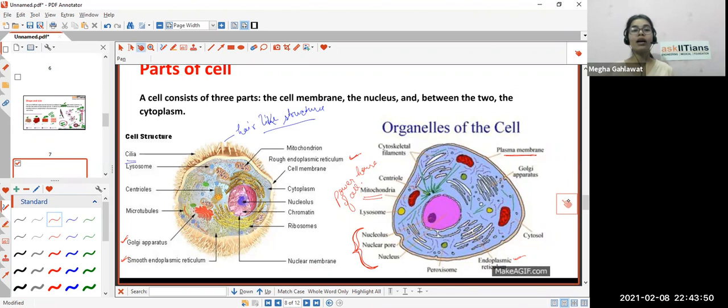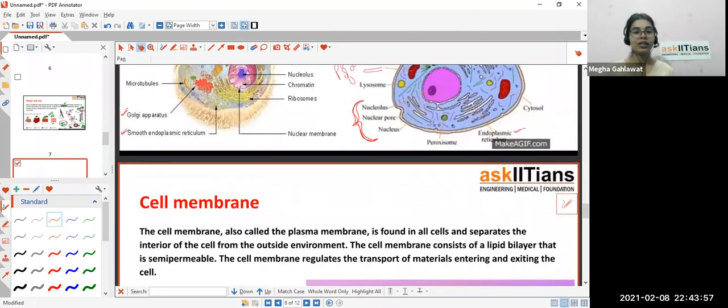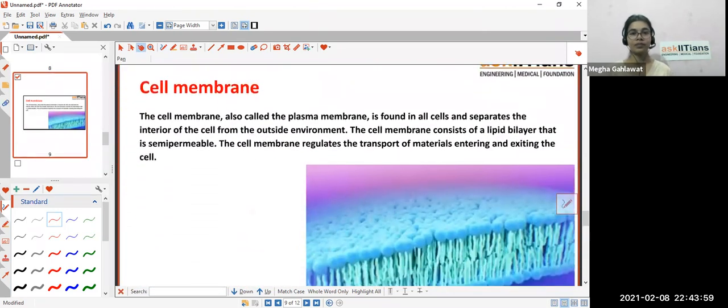Similarly, we'll have multiple types of parts of cells, so don't you worry about it. All the important things will be discussed. We'll be starting with the first thing, which is the cell membrane.